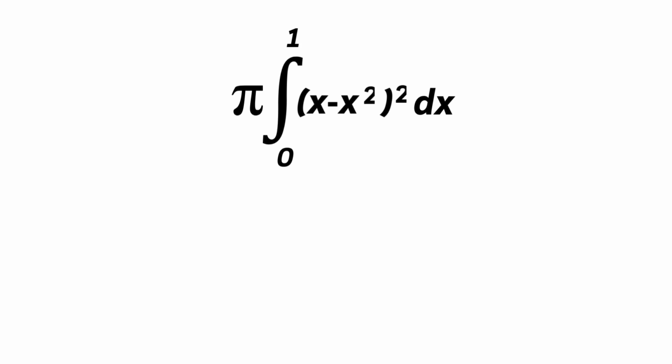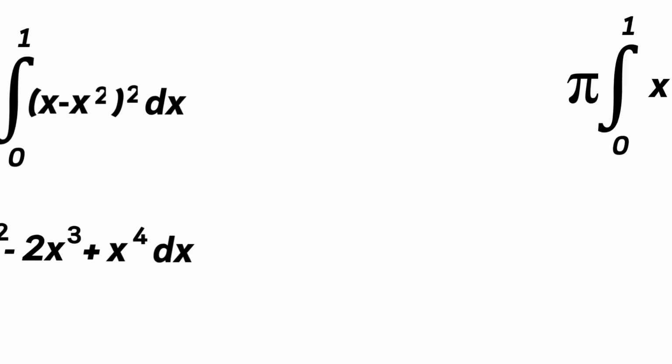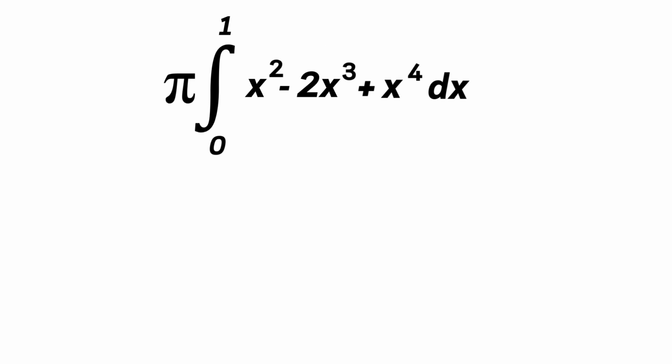So if we simplify that, we're going to get pi times the integral from 0 to 1 of x squared minus 2x cubed plus x to the fourth dx when we multiply that out. All right, let's do the integral now.